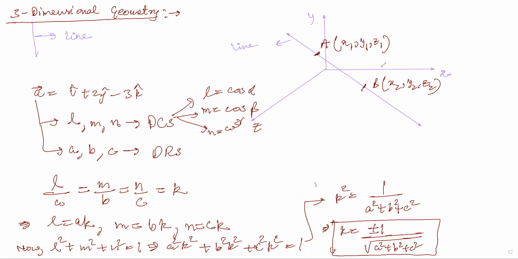So the DRs of a line would be the same. What's the job of DR or DC? To give you the direction, right? So whatever the direction of this line segment is, that direction would be valid for the line as well. So this AB can give me the direction ratios. Now, this is DRs using two points.